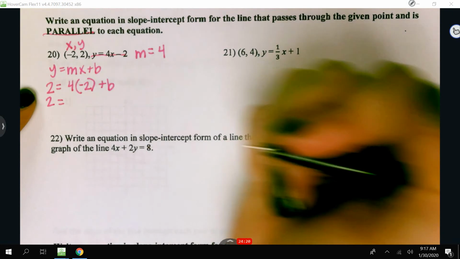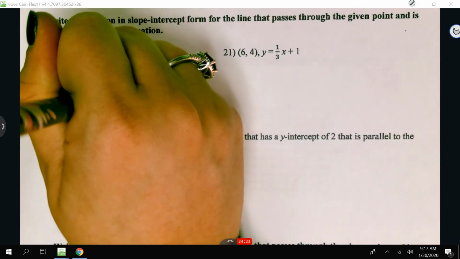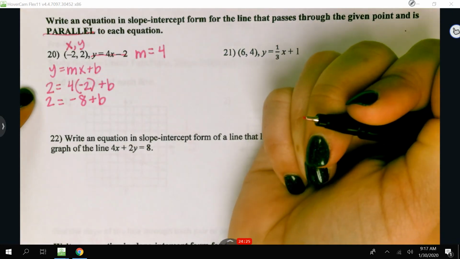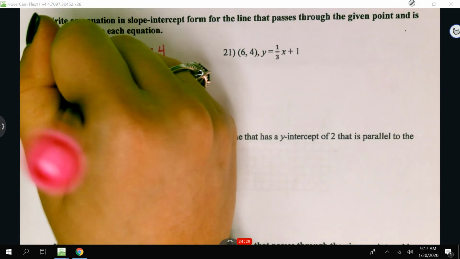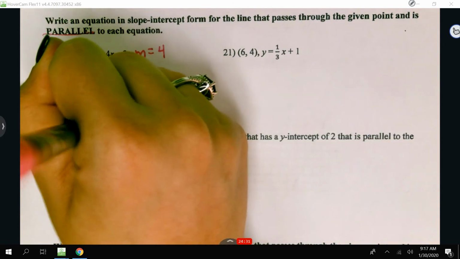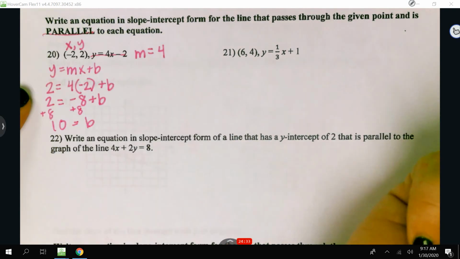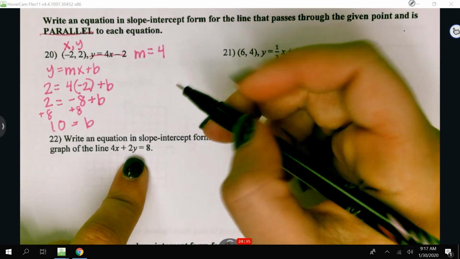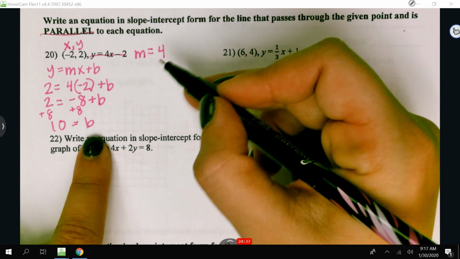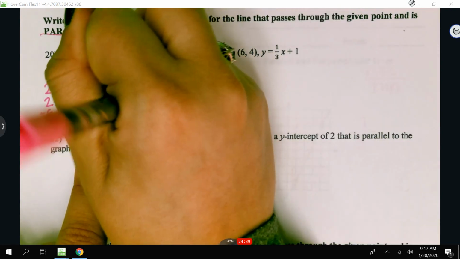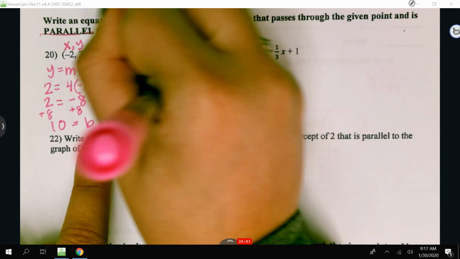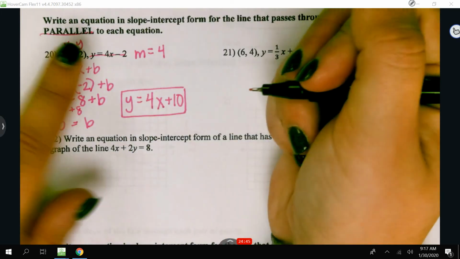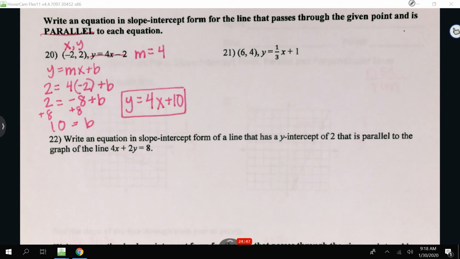So I've got 2 equals negative 8 plus b. And how do you solve for b? Add 8 to both sides. So what is your b? 10. b is 10. Good. Now just plug those 2 pieces back into that formula for your final equation. So y equals 4x plus 10. That is the equation to a line parallel to that. Okay. Questions?